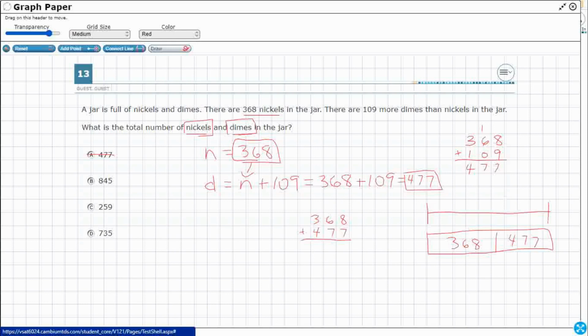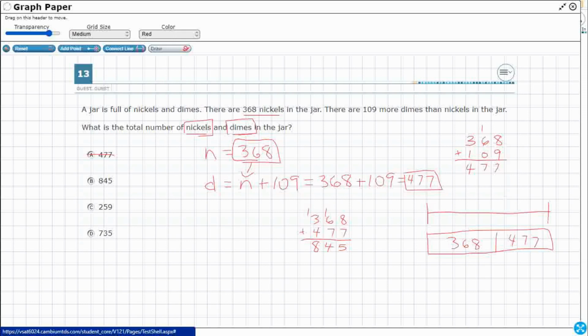So we've got 8 and 7 makes 15. Carry that 1. 1 and 6 makes 7. 7 and 7 is the double, that's 14. Put down the 4, carry the 1. 1 and 3 make 4. 4 and 4 is another double. So that's going to make 8. All right, so 845, and you see that there.